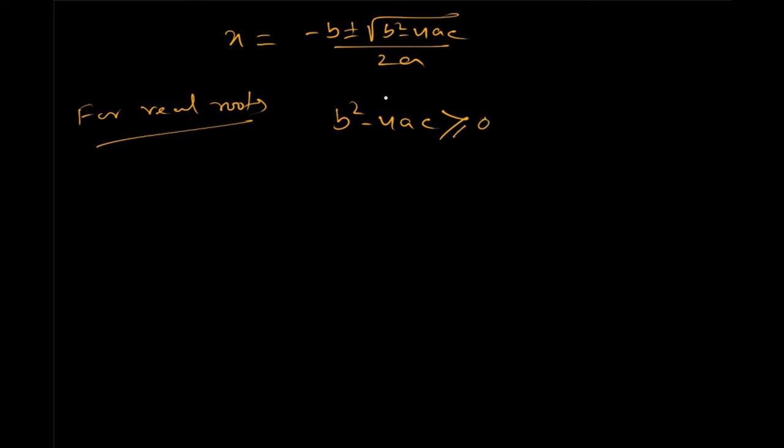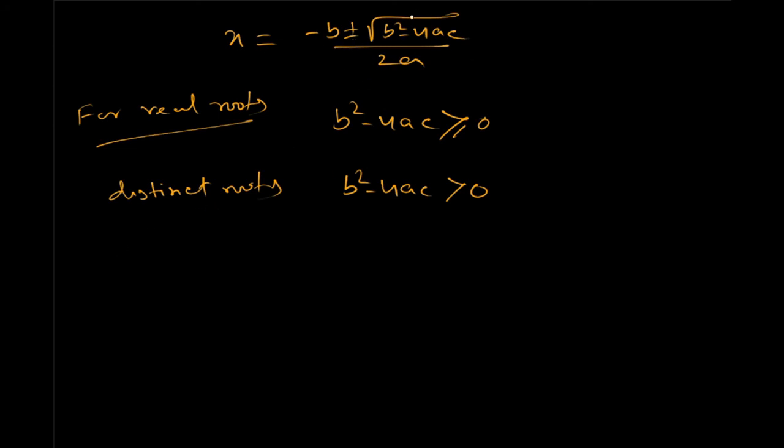And when two roots are distinct, that means two roots are different, in that case b square minus 4ac should be greater than 0, so that the roots will be different. One will be minus b plus root of this, and another will be minus b minus root of this, divided by 2a.